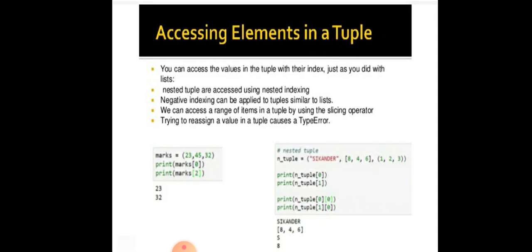And different types of operations, different types of tuple functions: cmp, which we use to compare two tuples. Len is used to find the length of the tuple. Max returns the maximum value in the tuple. Min returns the minimum value from the tuple, and tuple function converts a list into a tuple. So these are the methods or the functions of a tuple.